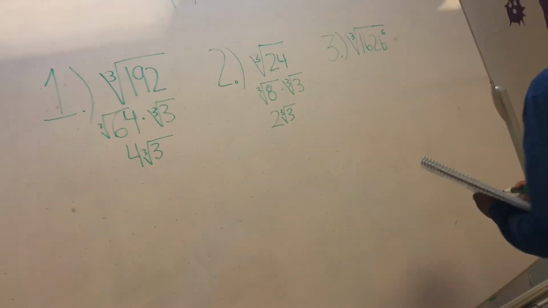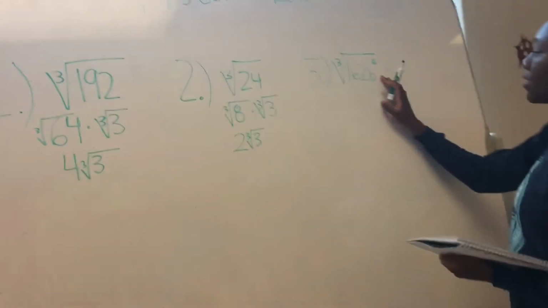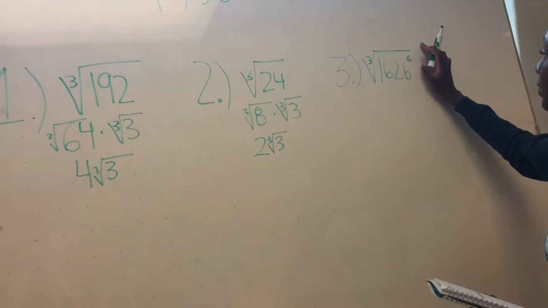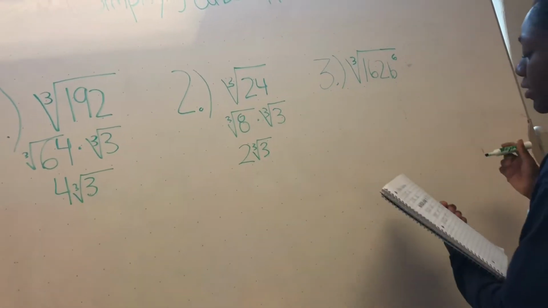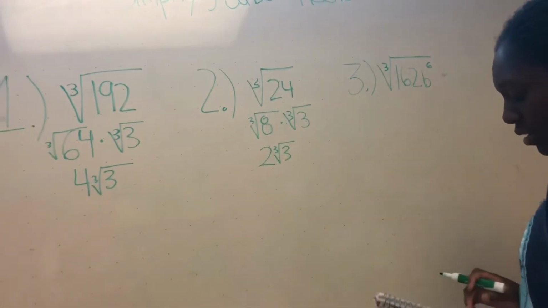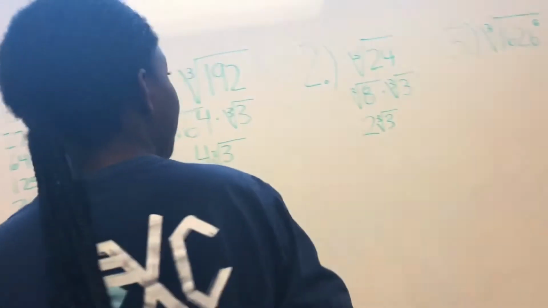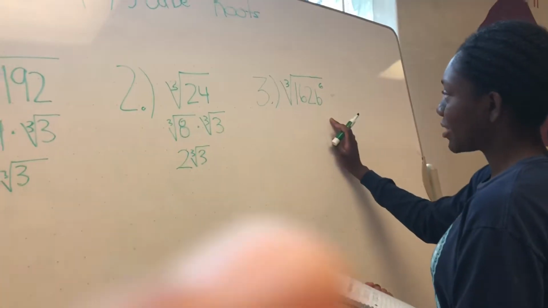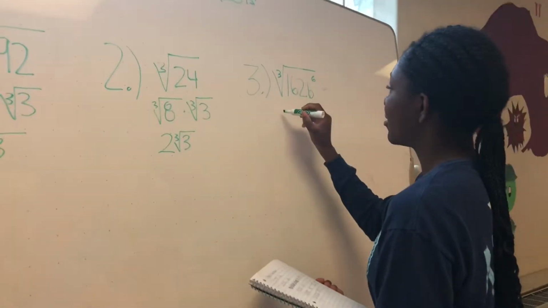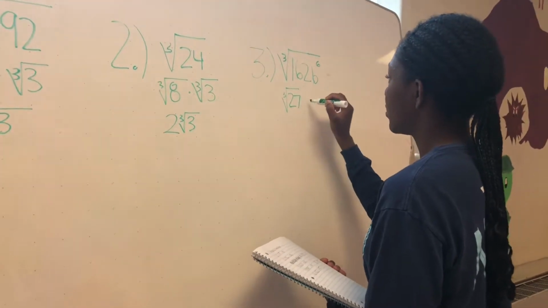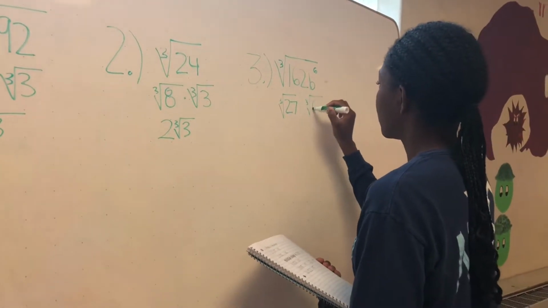And then this next one, we do have a variable that happens to be raised to the 6th power. So 162, you have to look and see which one goes into that. It'll be 27 times 6, that'll get you 162.